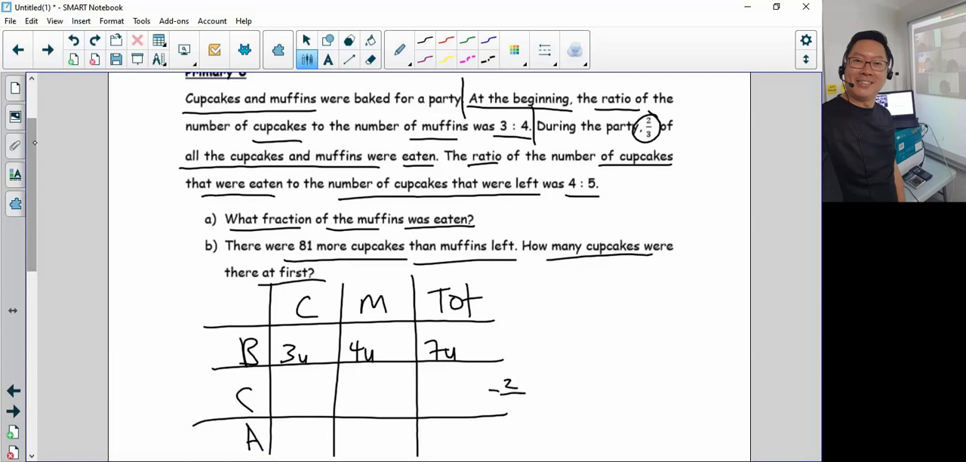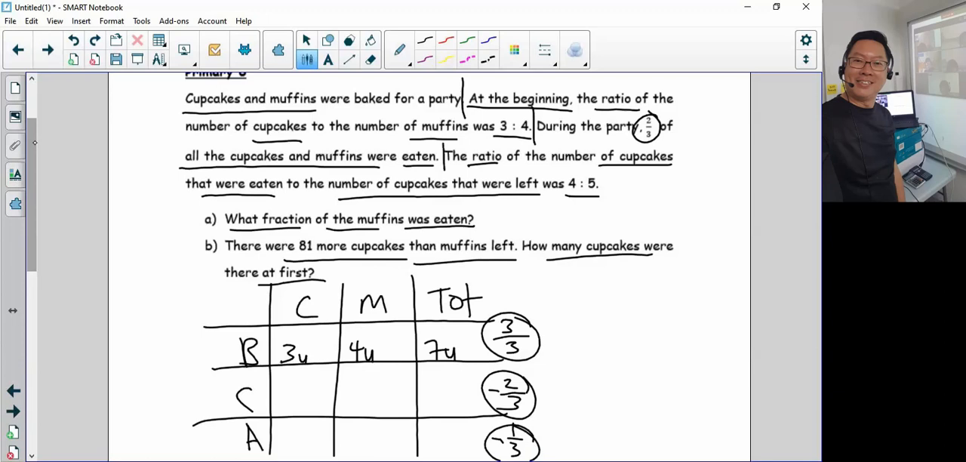Sorry, 2/3 of all the cupcakes and muffins were eaten, right? So you must have eaten minus 2/3. Then the total cupcakes and muffins at first must be 3/3, and the total that were left must be 1/3. There's a family of fractions here. This will be explained in the workshop also. Right now, it may be a bit confusing, but it will be explained in the workshop. Then go to the next one.